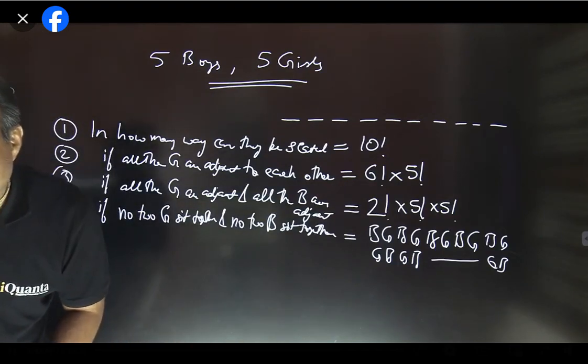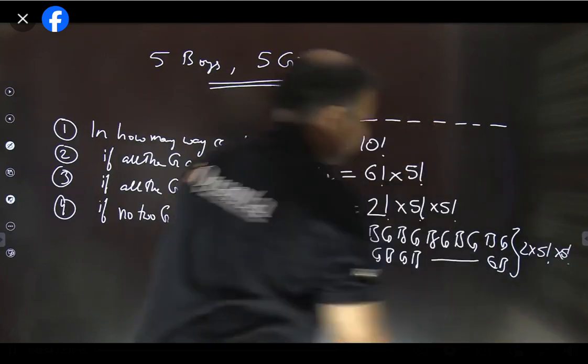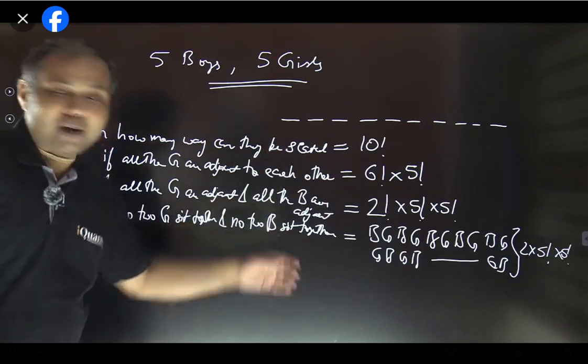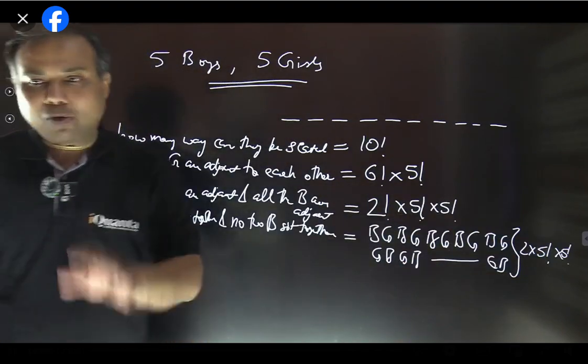Is it okay? So this is 2 times 5 factorial, 5 factorial. Because they have to alternate certainly, but who is going to come at the first place? Whether it is a boy or a girl. So there are 2 cases possible. So accordingly, it is 2 times 5 factorial, 5 factorial. Now finally, the last question.